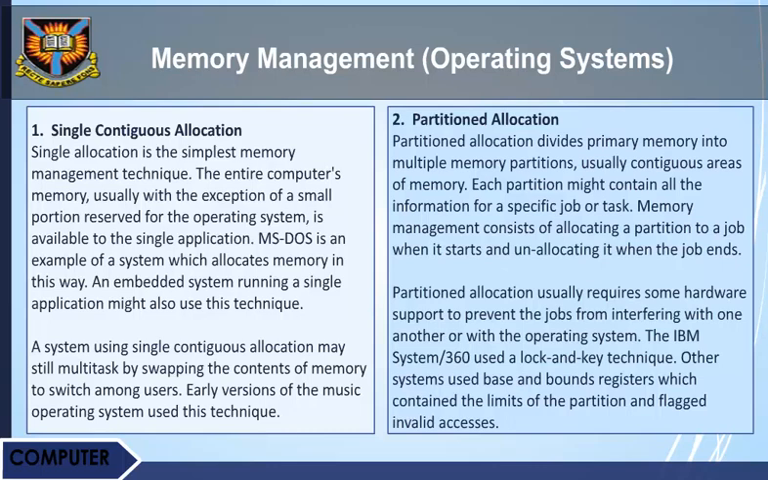2. Partitioned allocation. Partitioned allocation divides primary memory into multiple memory partitions, usually contiguous areas of memory. Each partition might contain all the information for a specific job or task. Memory management consists of allocating a partition to a job when it starts and unallocating it when the job ends. Partitioned allocation usually requires some hardware support to prevent the jobs from interfering with one another or with the operating system. The IBM System/360 used the lock and key technique. Other systems use base and bounds registers, which contain the limit of the partition and flag invalid accesses.